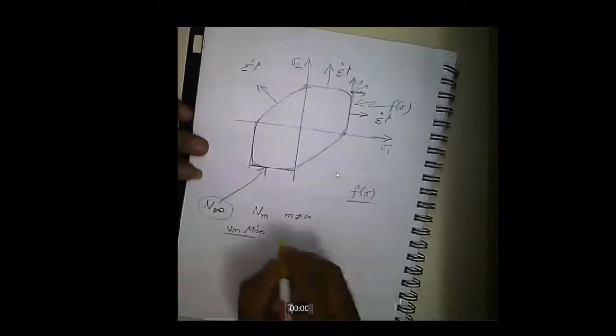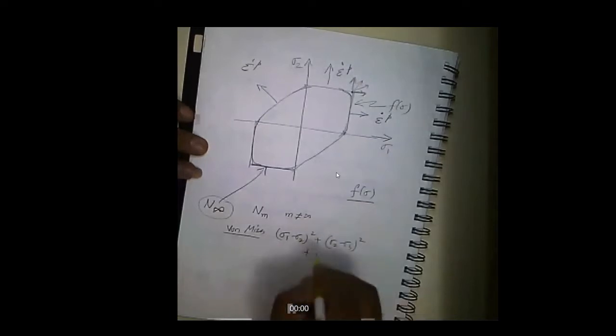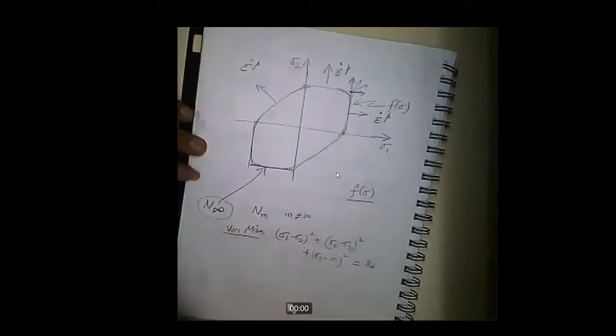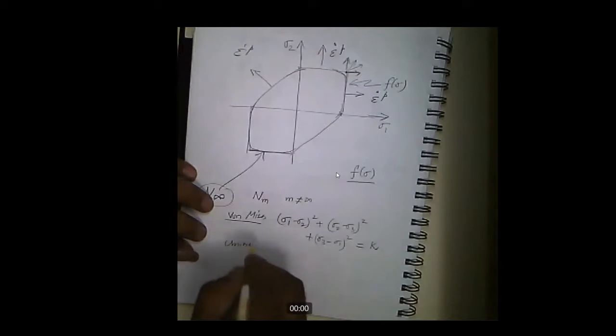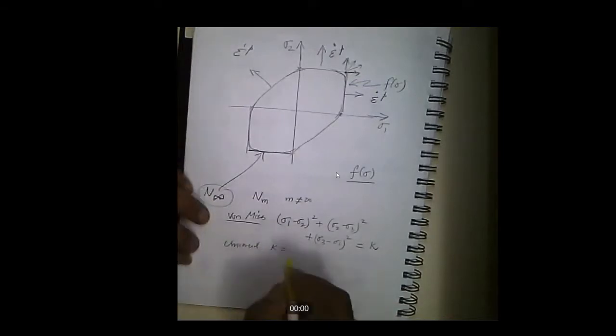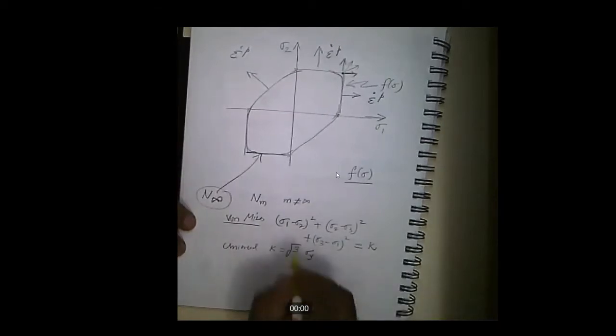What does von Mises say? Sigma 1 minus sigma 2 squared plus sigma 2 minus sigma 3 squared plus sigma 3 minus sigma 1 squared is equal to some k. Okay, we did this exercise. We said, if it is uniaxial, I should find out what this k is. And we got it to be root 3 by 2. This is k squared.